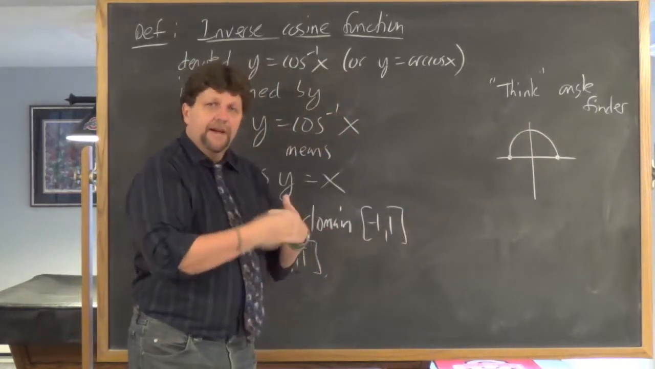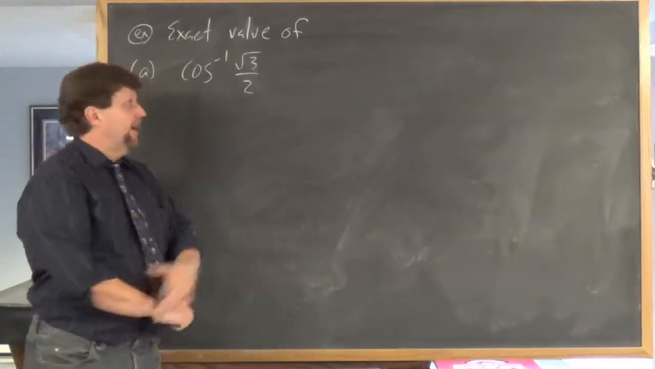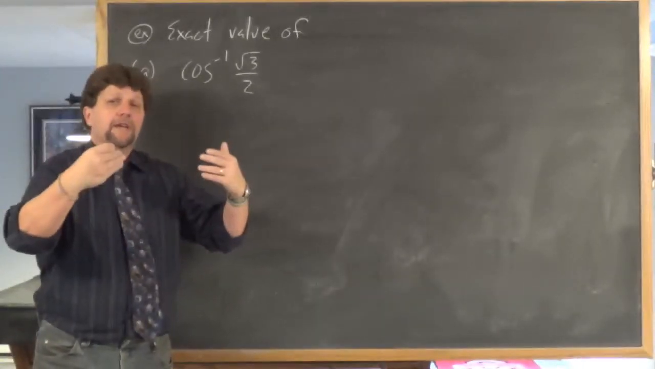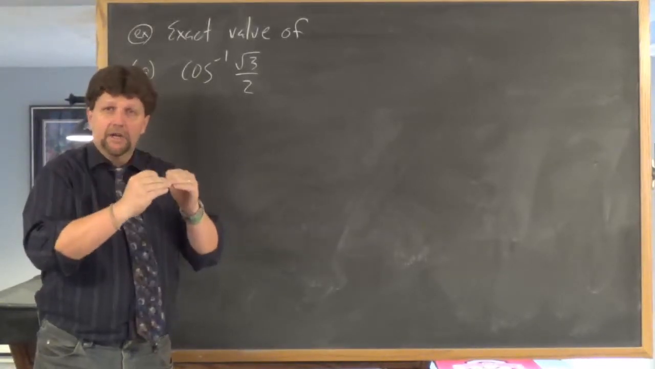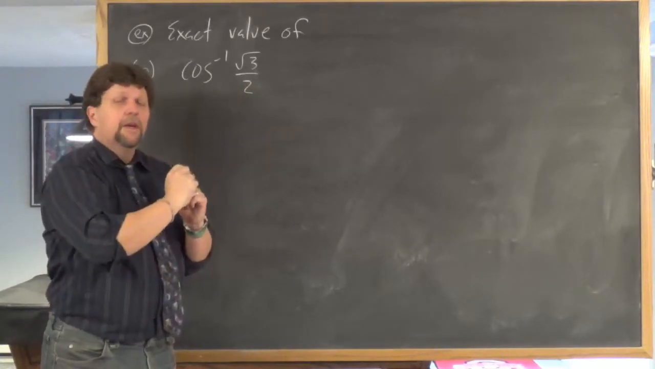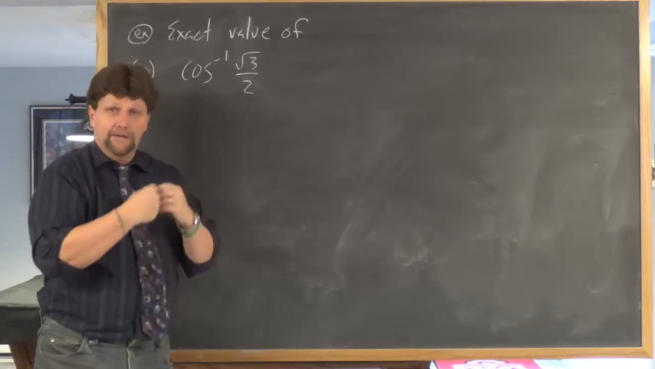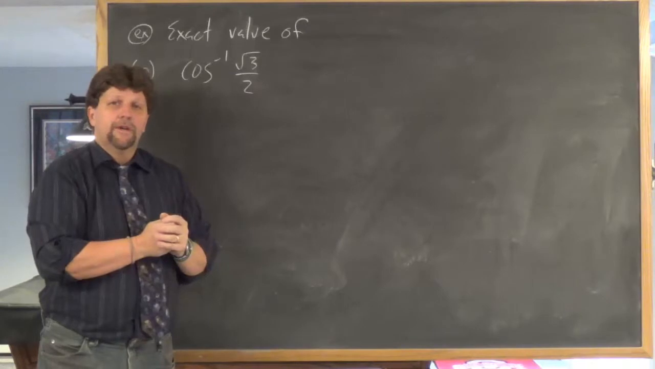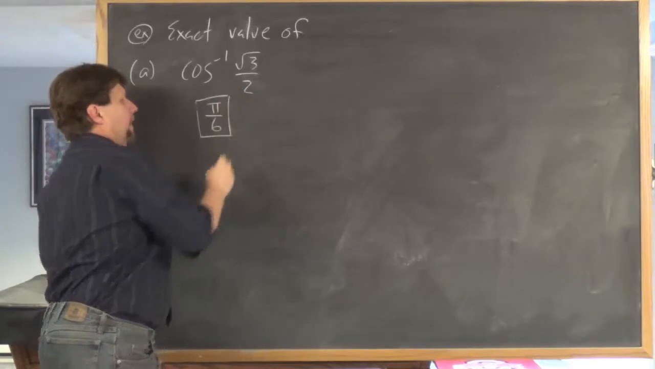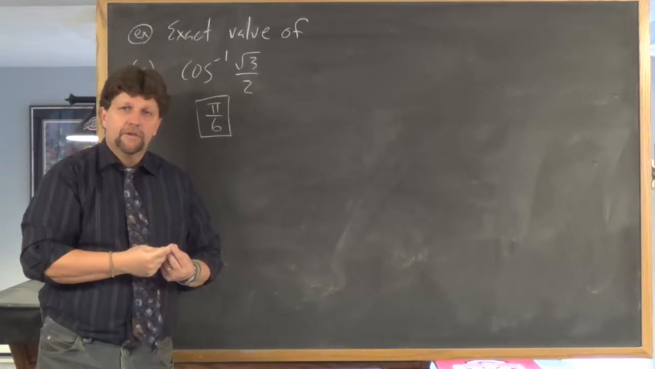So let's do an example of finding some exact values involving inverse cosine. All right, here we are. Let's find the exact value of inverse cosine square root 3 over 2. So here's what I'm thinking. Inverse cosine is trying to find an angle on the top half of the unit circle. So I'm trying to find an angle on the top half of the unit circle, then when I do the cosine of that angle, I get square root 3 over 2. And that angle would be pi over 6, because the cosine of pi over 6 is square root 3 over 2.